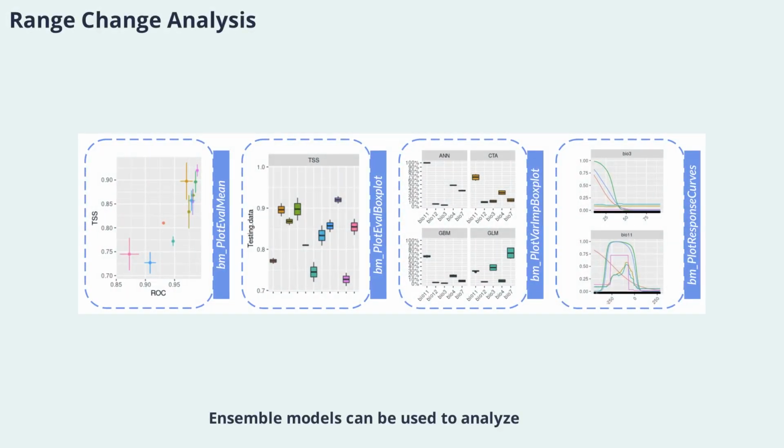Ensemble models can be used to analyze changes in species range under different scenarios, such as climate change or habitat alteration. By comparing predicted distributions across time or conditions, we can quantify range expansions, contractions, or shifts. This information is critical for conservation planning, helping to identify vulnerable species and prioritize management actions. Range change analysis transforms model outputs into actionable ecological insight.